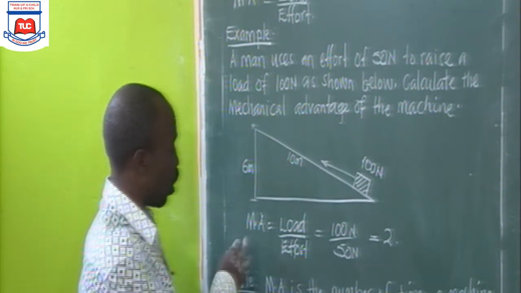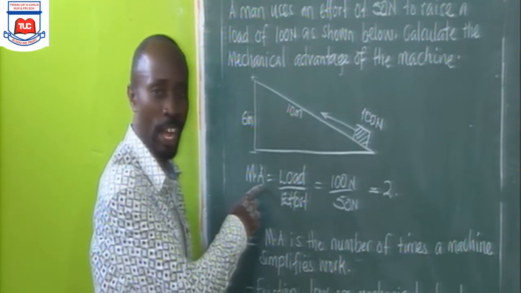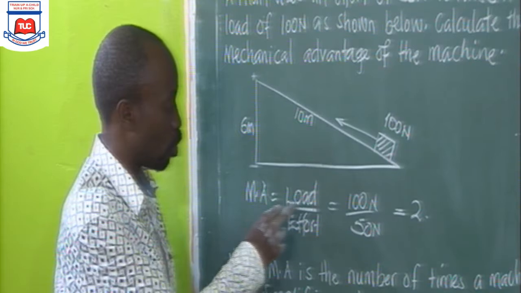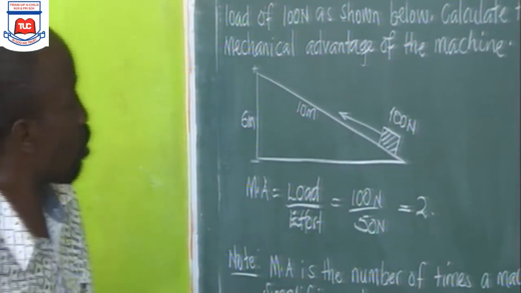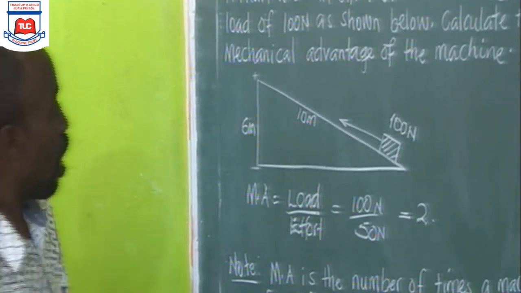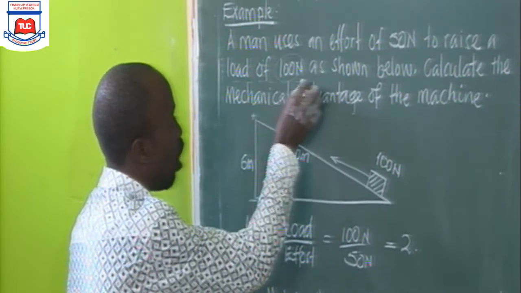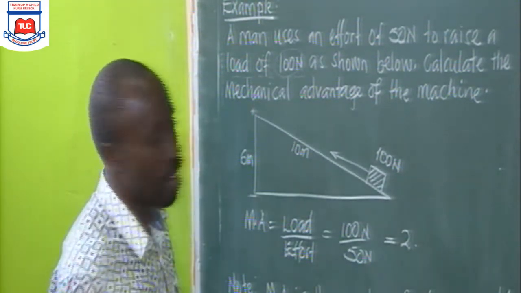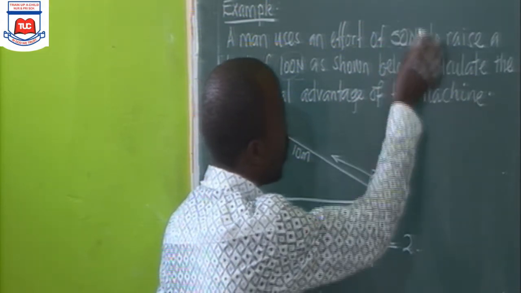Okay? So you first of all state your formula: mechanical advantage, I told you MA simply means mechanical advantage. MA is equal to load over the effort. Now when we go back to our question, we've been given our load here, 100 newtons. The load of 100 newtons. Alright? That will be our load. Then the effort is also given. It is here, 50 newtons.